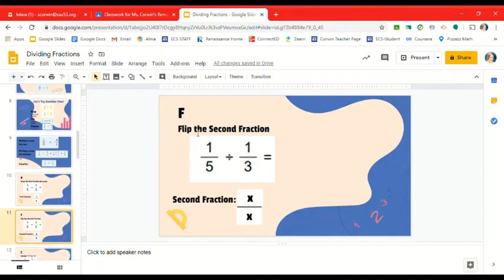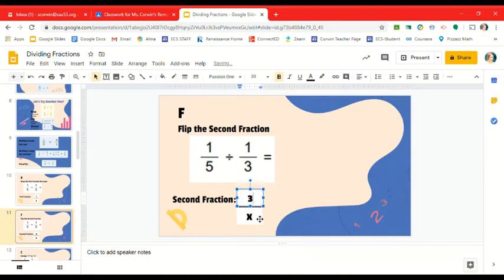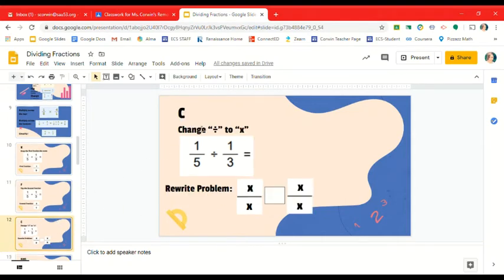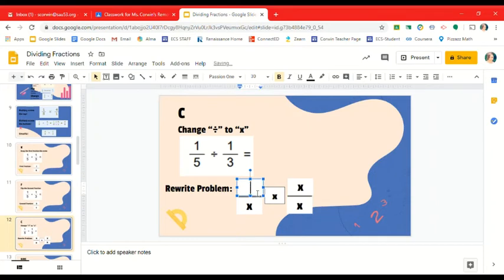Flip, we need to flip the second fraction. So instead of 1/3, we need to change this to 3/1. This is our reciprocal. We need to make sure that the second one is flipped. Change. We need to change the division to a multiplication. So you'll need to make sure you have a multiplication symbol in here. You will also need to make sure you change these again. This is just a little bit extra practice.